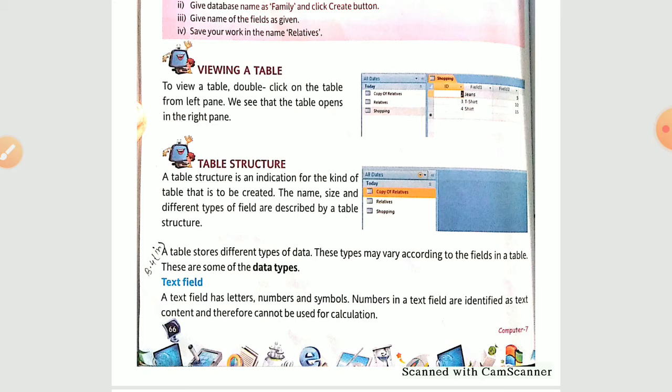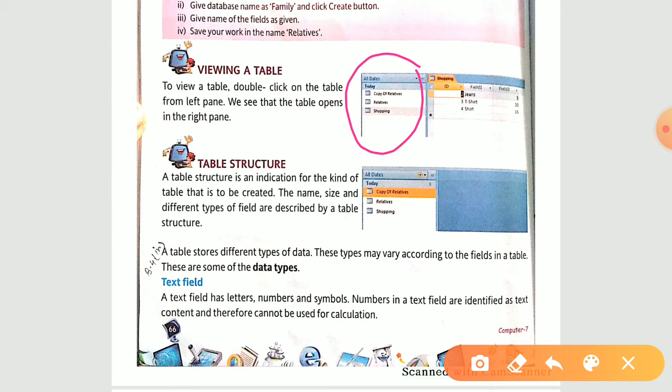Now you see over here in this figure itself, you can see your whole MS Access window is being divided into two panes. One is the left pane and one is the right pane. On the left pane you get the list of all the tables that you have created in the database, and on the right hand side you get the expanded version of the table. Okay, so whenever you want to view a table, you just have to double click from the left portion, and at the right hand side portion you can see your table is opened.